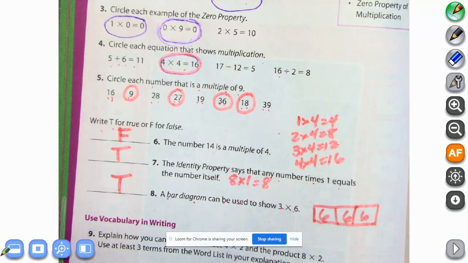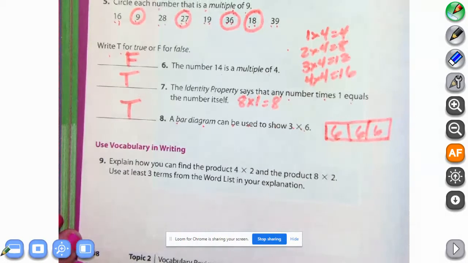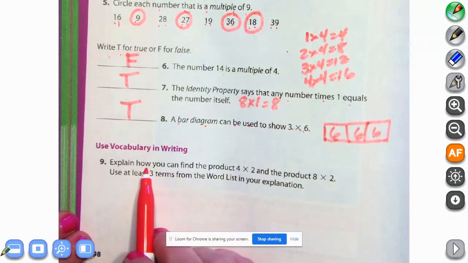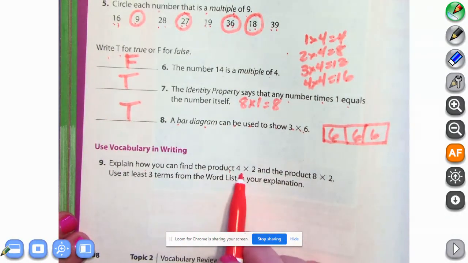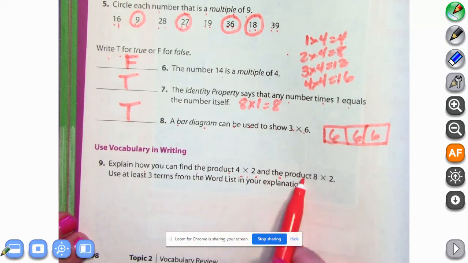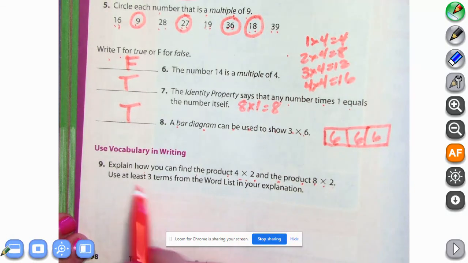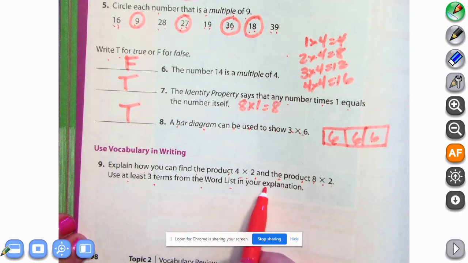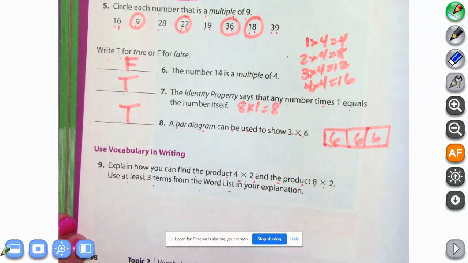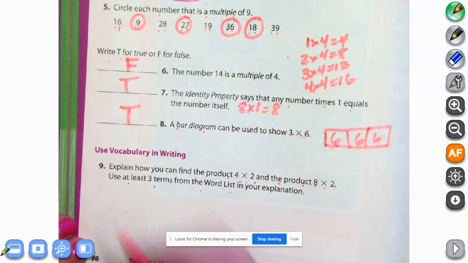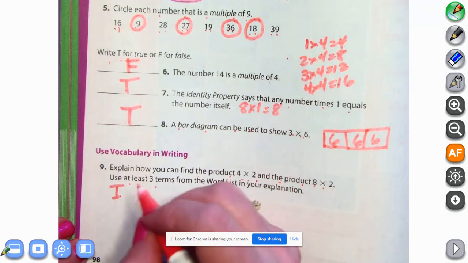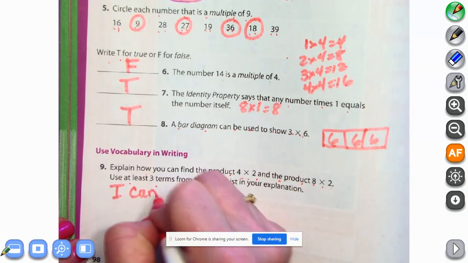Okay. Make sure you get it all down there, guys. Push pause if you need to. Number 9, explain how you can find the product 4 times 2 and the product 8 times 2. Use at least 3 terms from the word list in your explanation. Okay, so let's think about that. I can use a bar diagram.